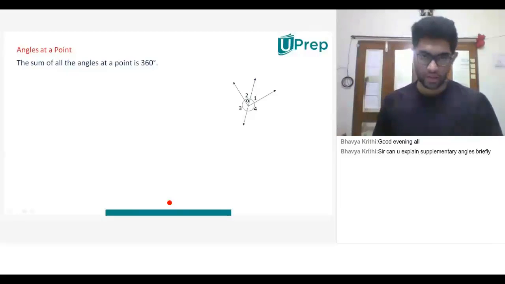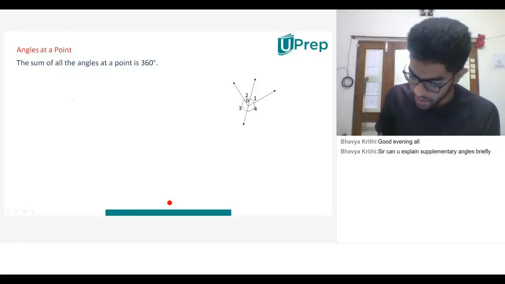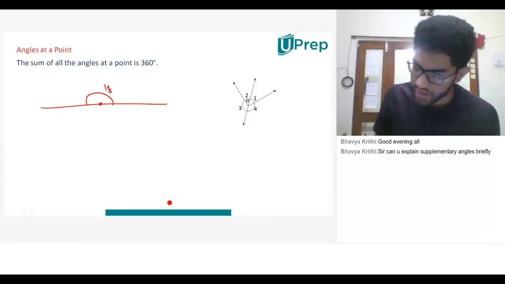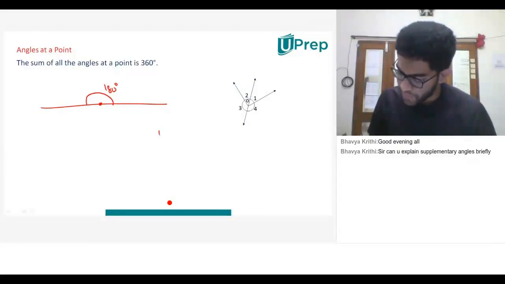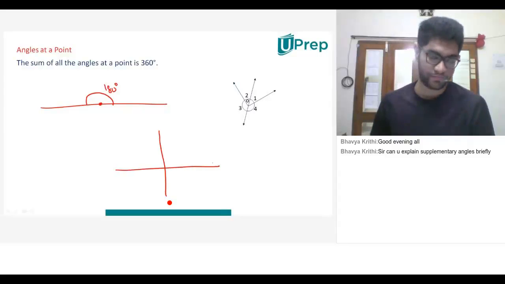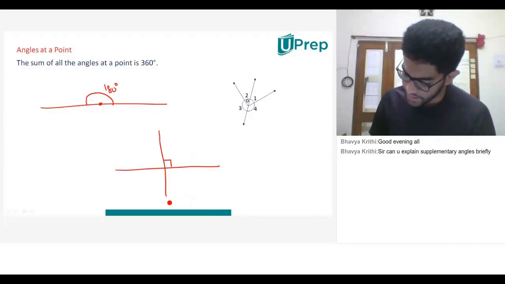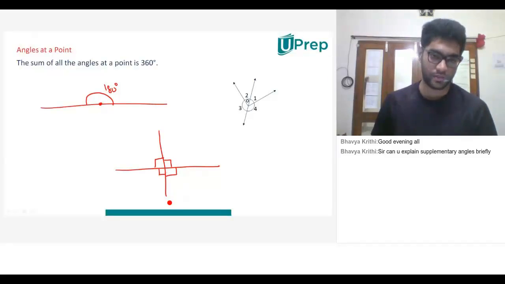Another very important concept. Remember guys, the last time I drew a straight line, I took a point over here and I said that the angle of a straight line is 180 degrees. I explained the same thing with the help of axis. You remember this? Where I said this is 90, this is 90, this is 90 and this is 90, correct?